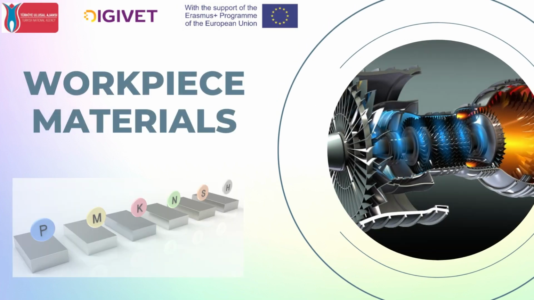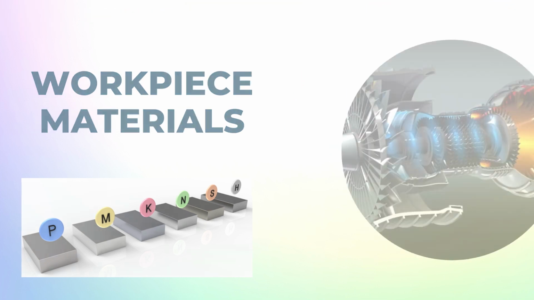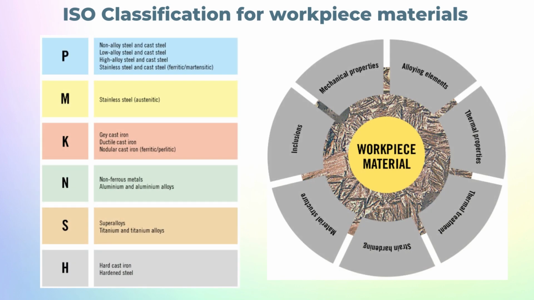In this course, we will learn the workpiece materials. In metal cutting, workpiece material is one of the most important parameters affecting productivity and dictates the selection of machining setup and process parameters. There are various types of materials, with completely different properties and machinability.